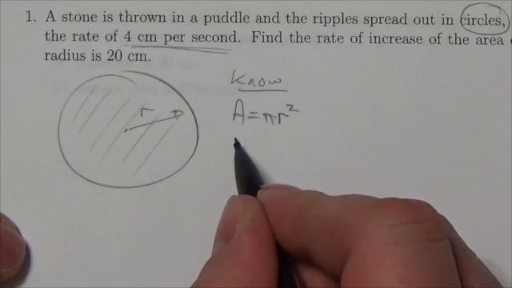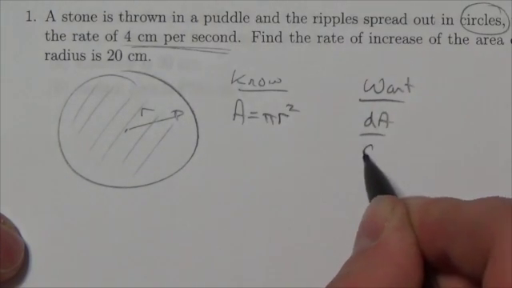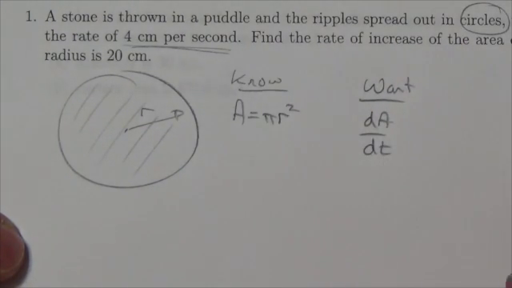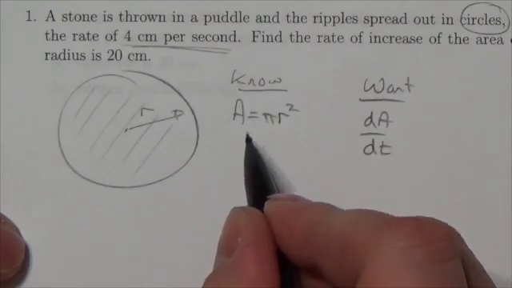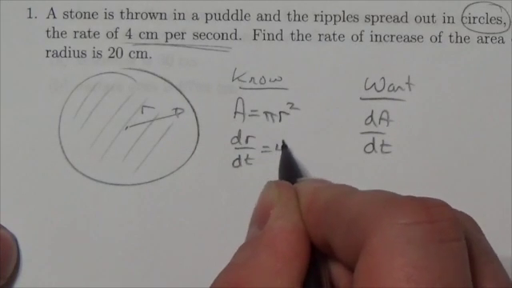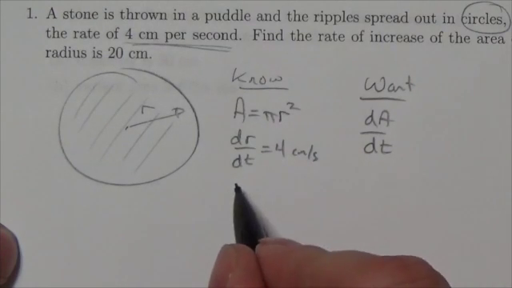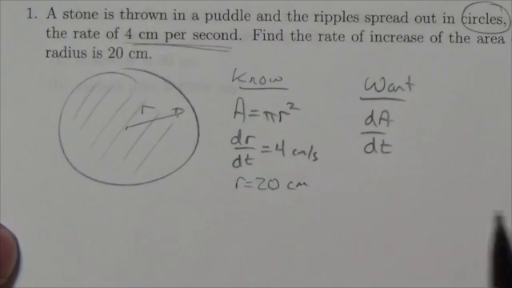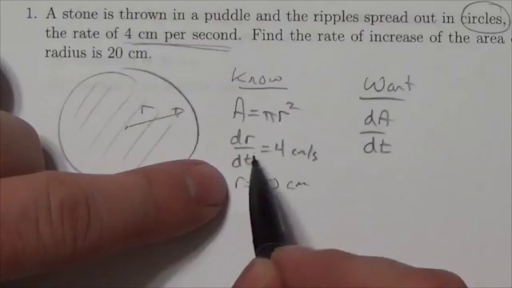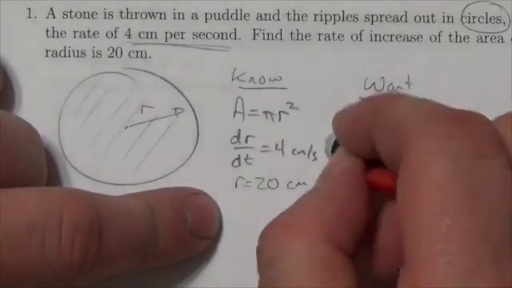What we're looking for here is dA by dt. What we want is the rate of change of area with respect to time, and that's dA by dt, that ratio of differentials there. We know that the radius is increasing at 4 centimeters per second, so we know dr by dt is 4 centimeters per second, and we're looking for this at the specific instant when the radius is 20 centimeters. Okay, so we know the equation. We have dr by dt. We're looking for dA by dt, and we know a specific value for r.